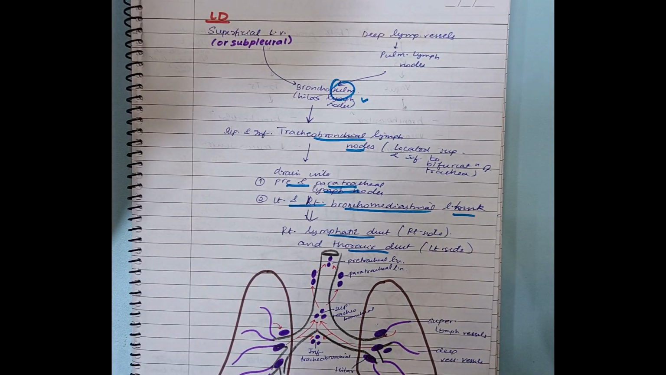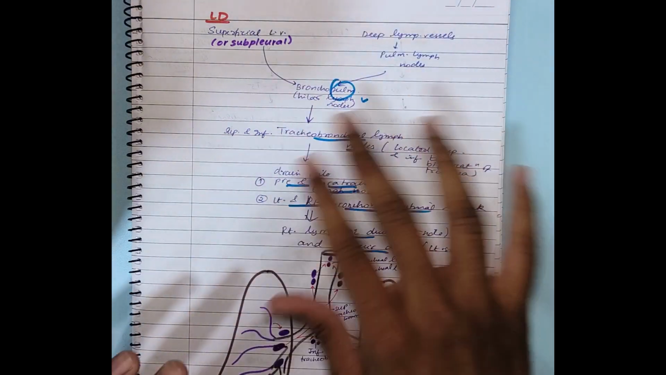Now, let us discuss the lymphatic drainage of the lungs. The lymphatic drainage of the lungs holds a very special importance in clinical scenarios, because lung cancer is the leading cause of death among all the cancers. So understanding the arrangement of lymph nodes and lymphatic drainage will help us understand the metastasis of lung cancer. In your lungs you have two sets of lymph nodes.